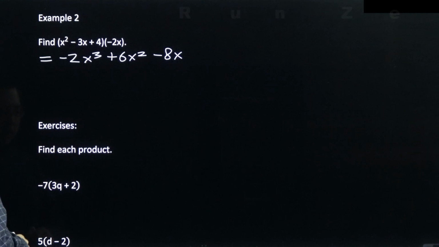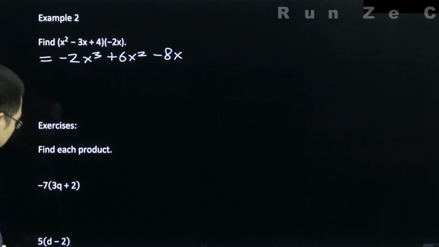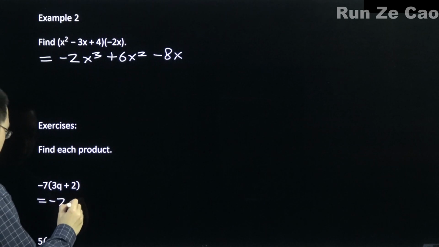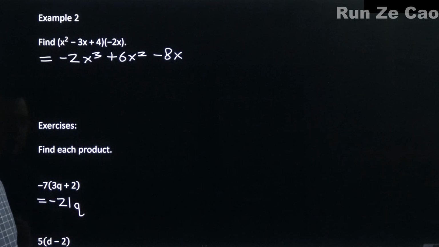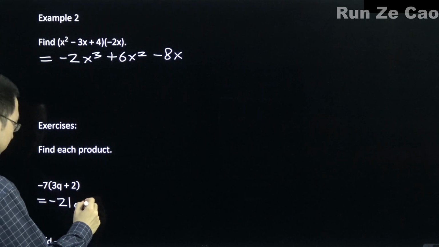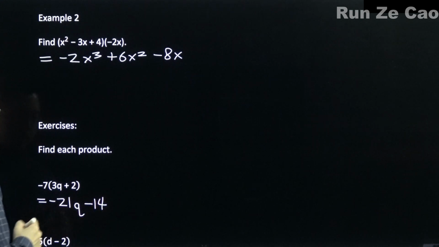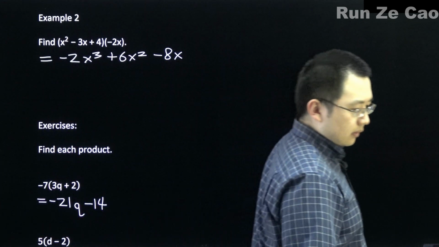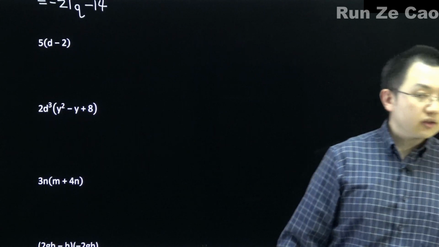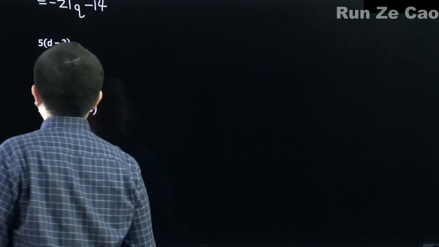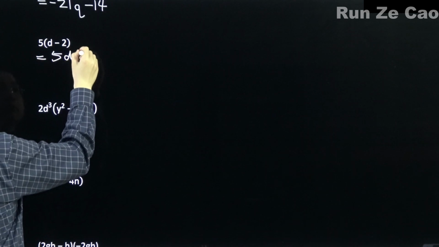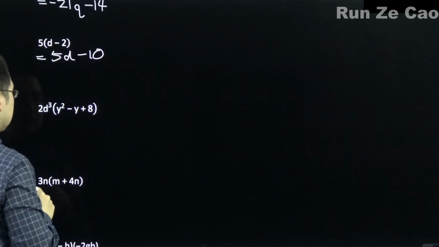Find each of these products. Negative 7 times 3q plus 2. That leaves us with negative 21q. And then negative 7 times positive 2 will leave us with minus 14. Okay. 5 times d minus 2, well, that's equal to 5d minus 10.